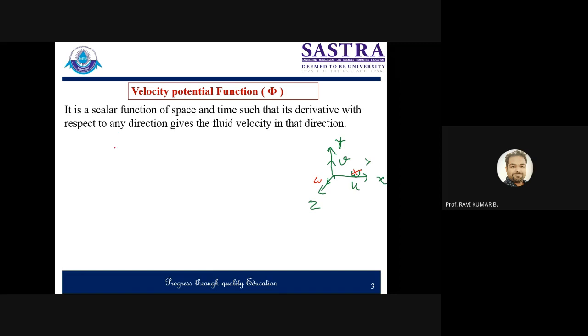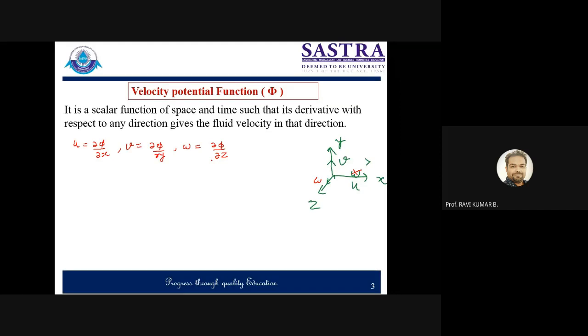So as per this definition, we can write u is equal to dou phi divided by dou x, small v is equal to dou phi divided by dou y, and small w is equal to dou phi divided by dou z. So these are all the velocity components along the x, y, and z directions. Now, what is the must condition for the flow?